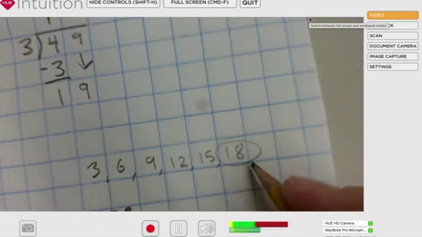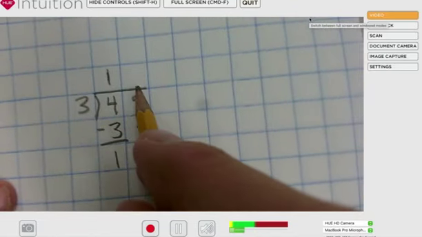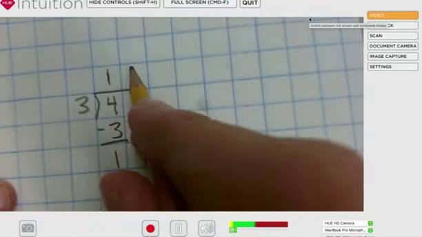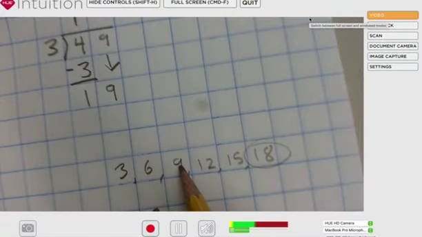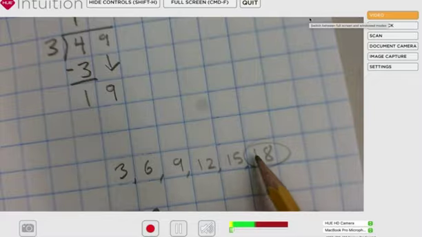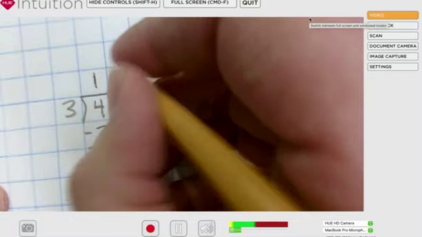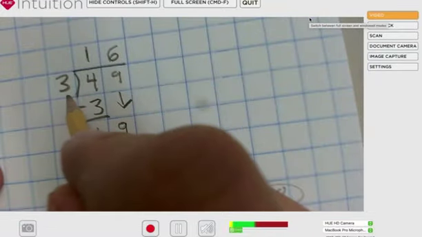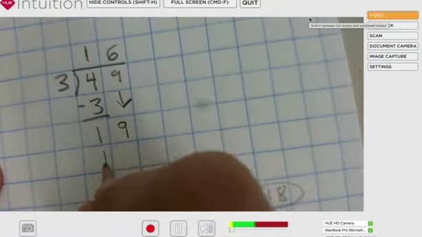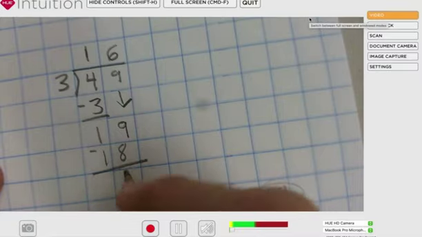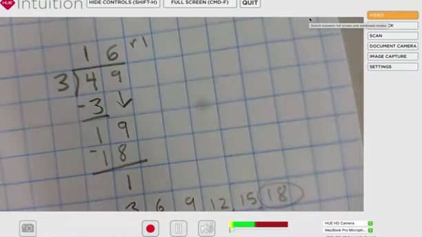Okay? So 18 is the closest you can get, but that doesn't tell us what number to put up here. How many times did we skip count by 3? 1, 2, 3, 4, 5, 6. 3 times 6 is 18. The 6 goes here. 3 times 6 is 18. And you have a remainder of 1.